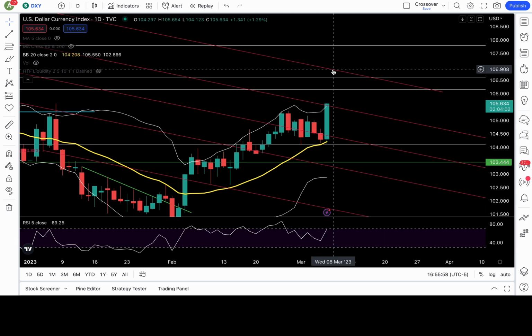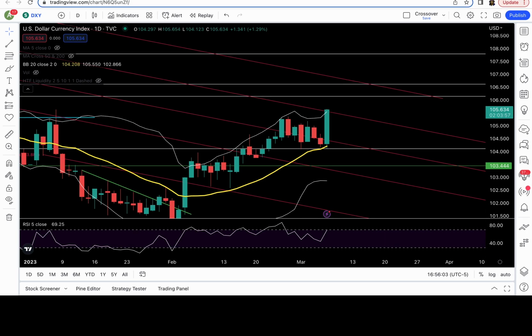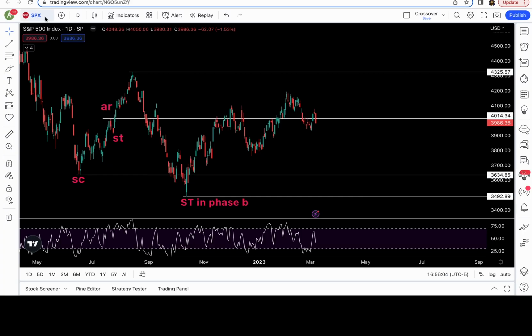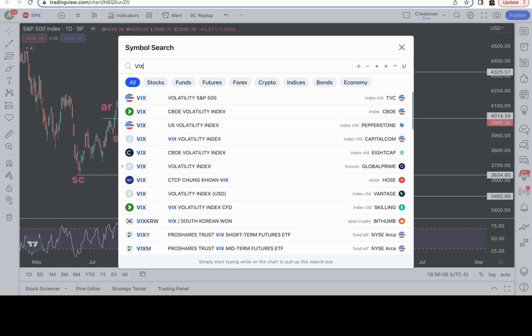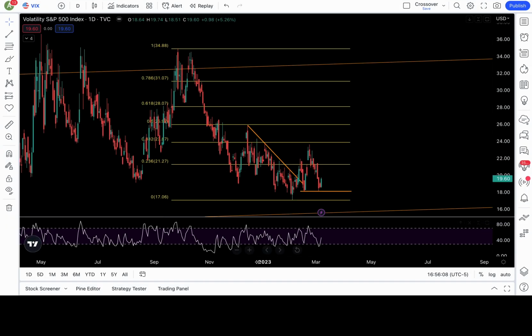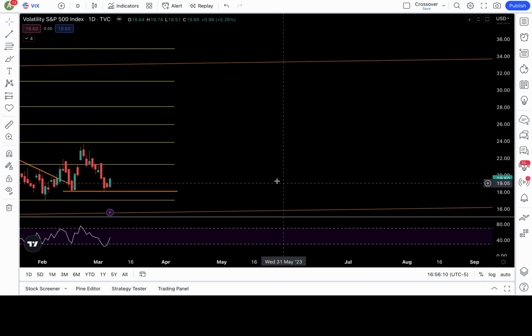Okay, if DXY continues to stay bullish, SPY could continue to stay bearish. All right. And here's the VIX. Sorry, that's Discord stuff, guys. So here's the VIX.